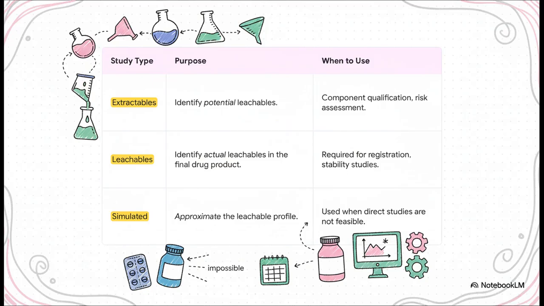And we use these thresholds in a few different kinds of studies. We do extractable studies, usually early on, to get a list of the potential bad guys. Then we do leachable studies on the actual final drug product to see what really shows up over time. And sometimes, if a leachable study is just not possible for technical reasons, we might do a simulated study to get as close as we can.